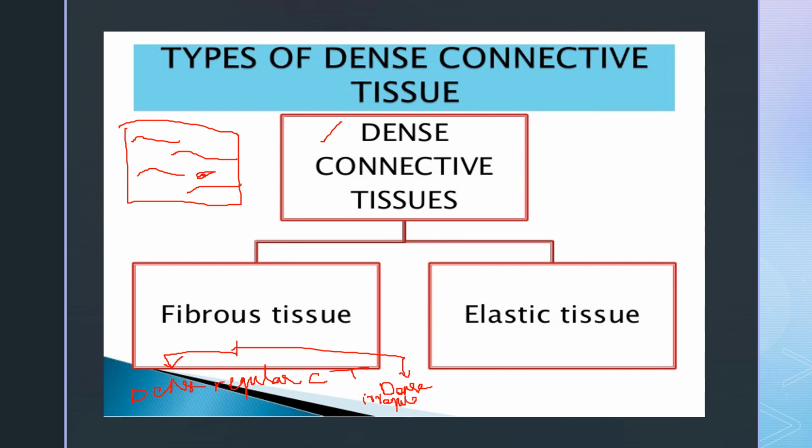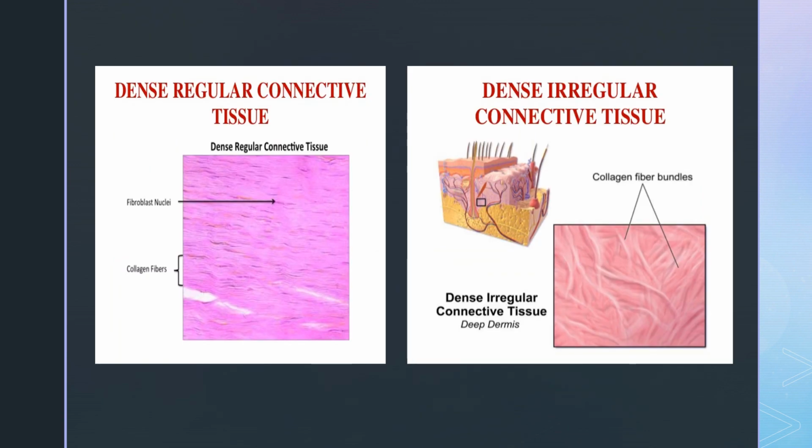So, in dense regular connective tissue, the fibers are arranged regularly, whereas in the dense irregular connective tissue, the fibers are arranged irregularly. Now, if you see in this diagram, you can see the fibers are regularly arranged, and there are a few cells which are dispersed. Examples for this type of arrangement in the body are tendon and ligament. Tendon is a place where muscle is attached to bone, whereas ligament is the place where one bone is attached to another bone.